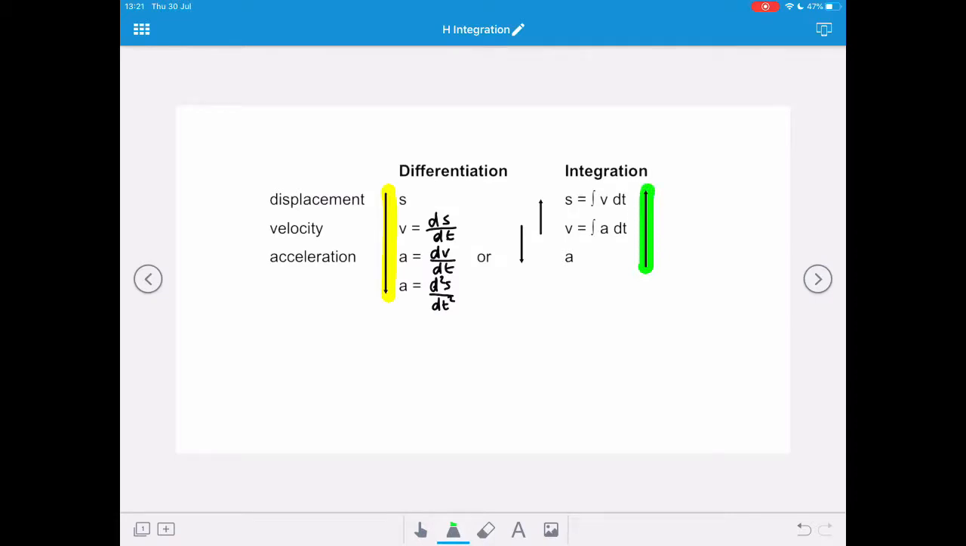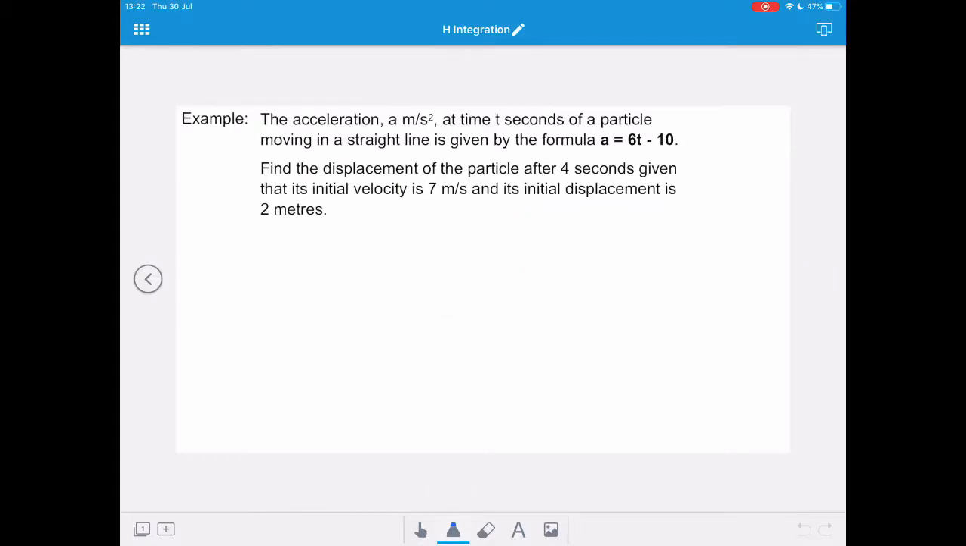With integration, we start at a and we integrate to get velocity, and then we integrate the velocity to get the displacement. If we have a question that gives us the velocity, then we can either differentiate to get the acceleration, or we can integrate to get the displacement. So the acceleration in this example, a meters per second squared, at time t seconds of a particle moving in a straight line, is given by the formula a equals 6t minus 10. We want to find the displacement of the particle after 4 seconds, given that its initial velocity is 7 meters per second and its initial displacement is 2 meters.